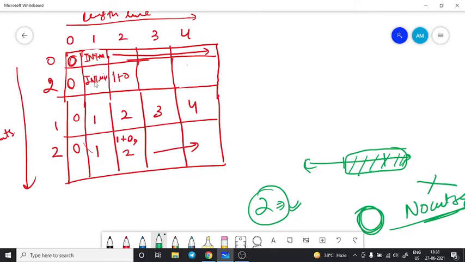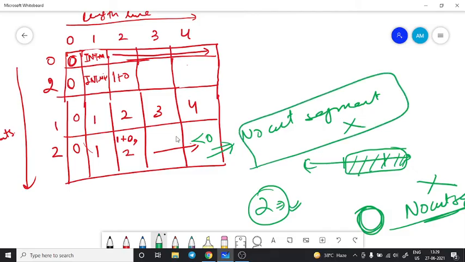So integer minimum here denotes that if at any cell I get a negative value, that denotes that no cut segment is allowed to us. Suppose for any length segment or for any test case, if this last cell comes out to be a negative value, less than 0, that means there is no cut segment possible, right? So I will be returning 0 from that point.